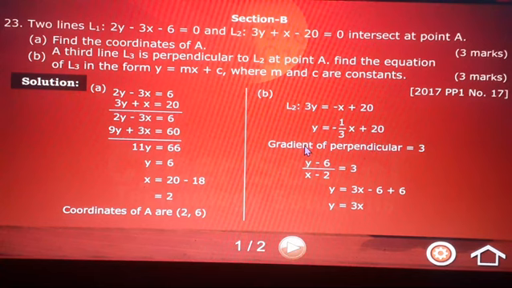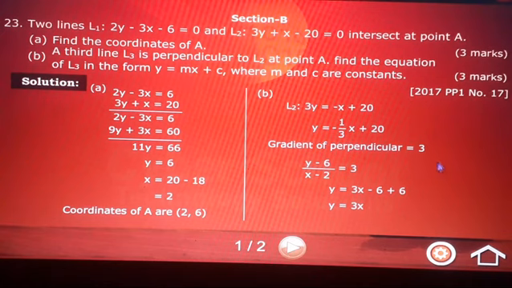Therefore, the gradient of our line L3 is equivalent to 3. How do we obtain 3? Negative 1 divided by the gradient of L2, which gives us 3. So we have been told that it passes through which point? At point A. Let's find its equation.